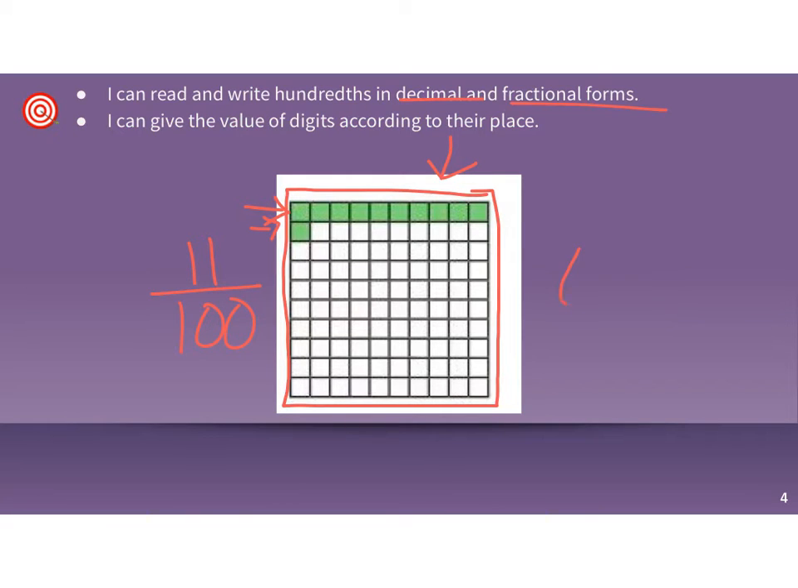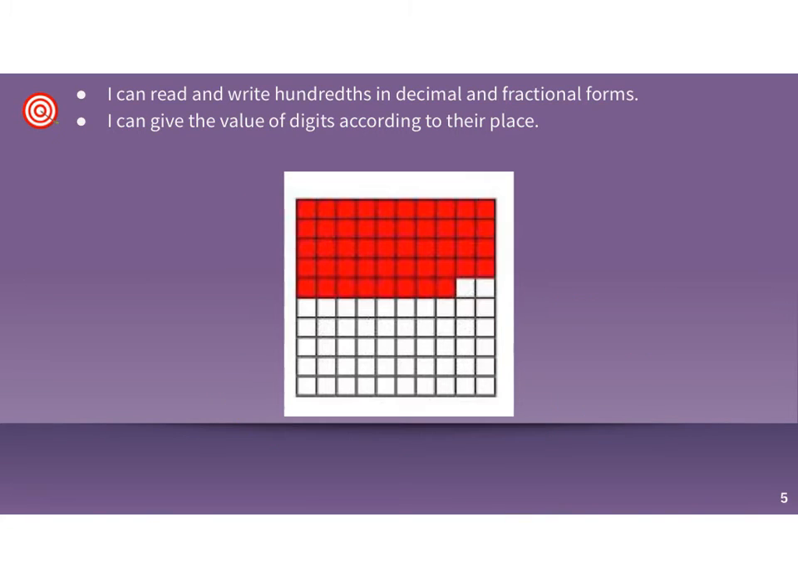Now as a decimal, that would look like 0.11, but I read it in the same way that I do the fraction. So I would read this number as 0 and 11/100ths. How about this one? What would you write? Pause and write, and then we'll compare.